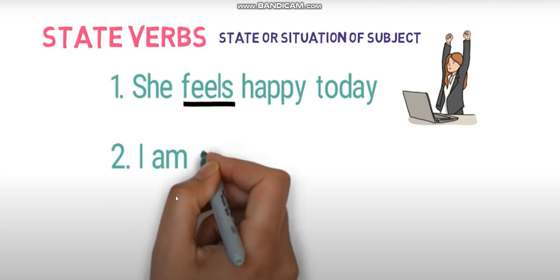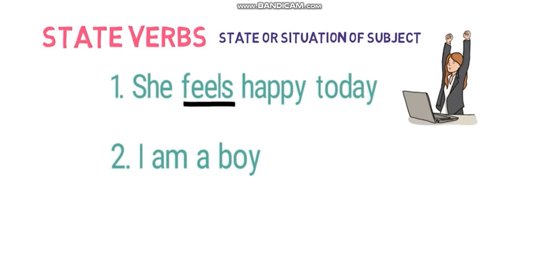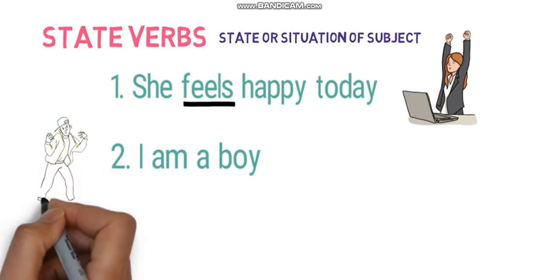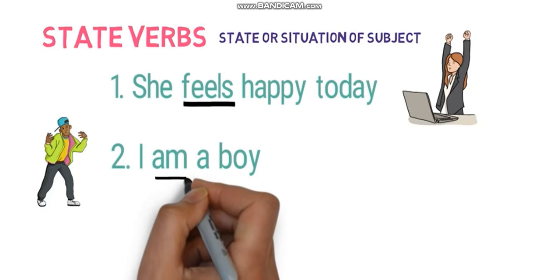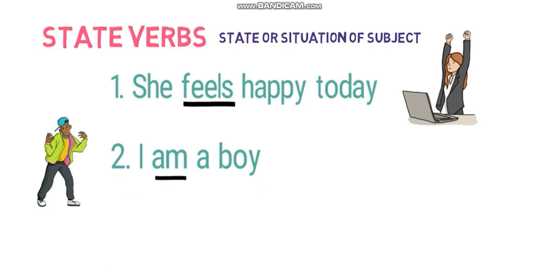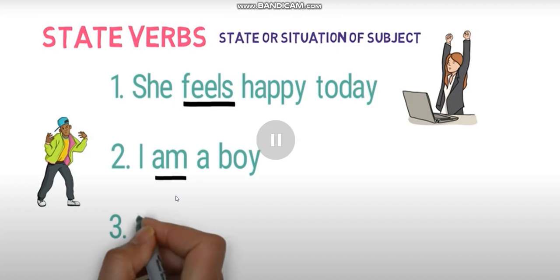Second, I am a boy. Here, how do we define whether he is a boy or not? Using am as a state verb. Now, I am a boy. So how is the boy being defined? That he is a boy? It is by using am. So am is a state of being, a state of being a boy. So am is a state verb.